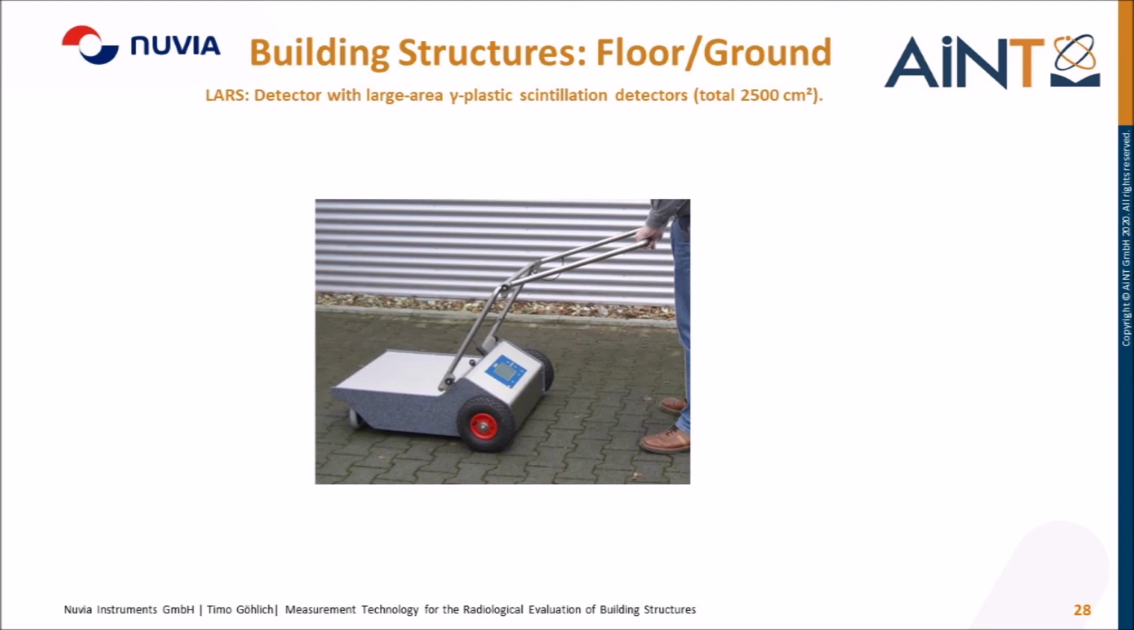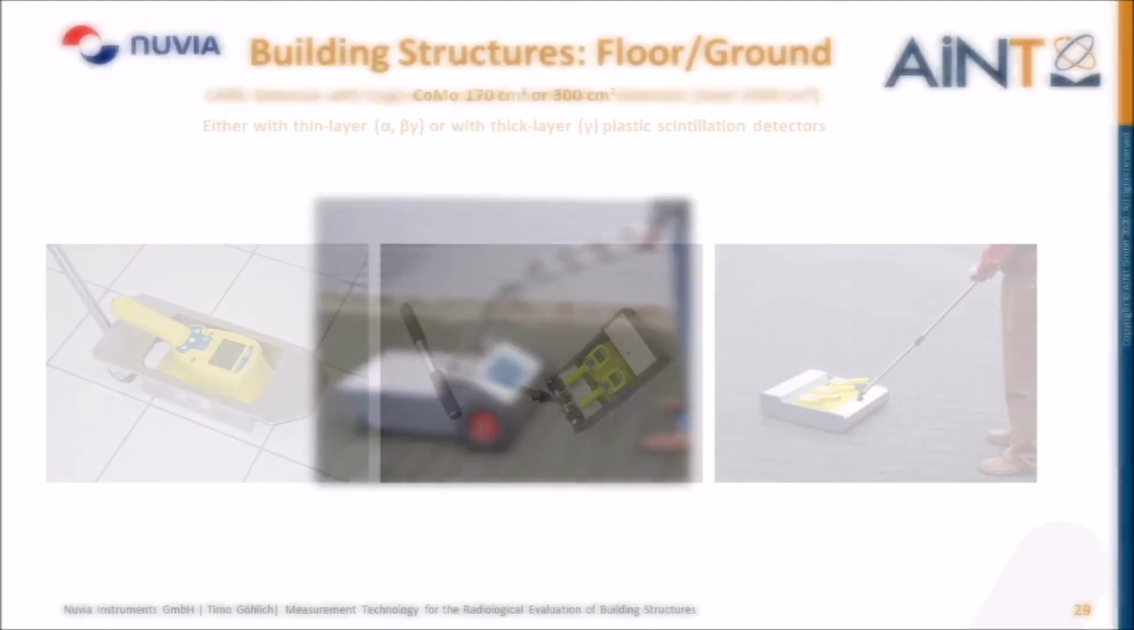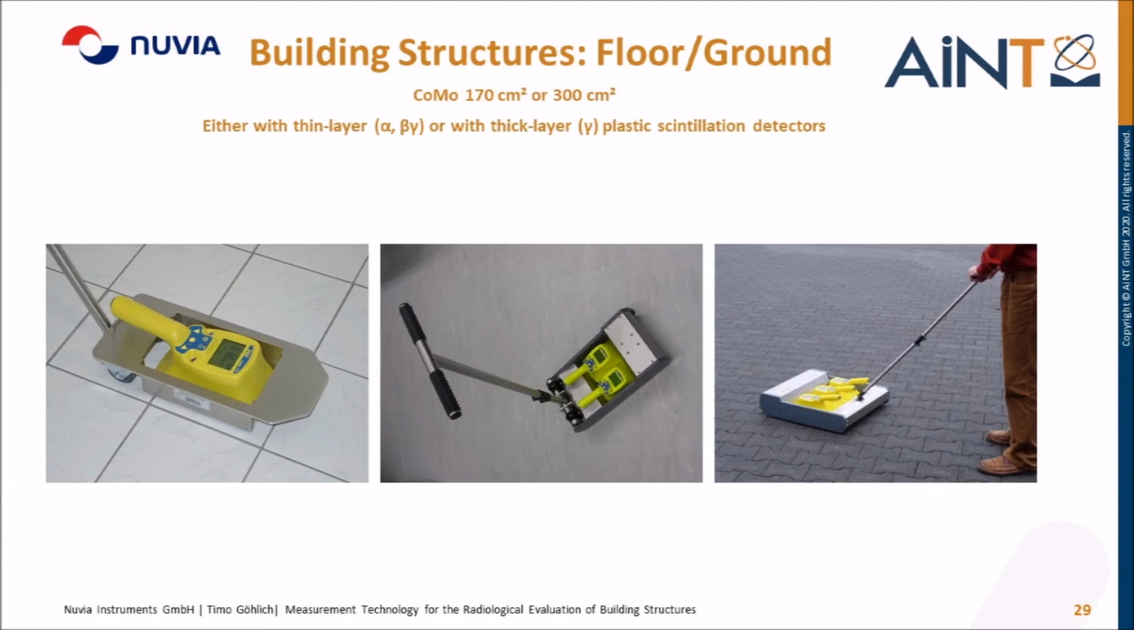If, in addition to gamma radiation, we also want to measure alpha and beta, we have again here our proven Kumo 170 or Kumo 300 system. Here you see the three different versions. On the left side, the model with 1 unit, in the middle with 2 units, and on the right side, the model with the 3 units.